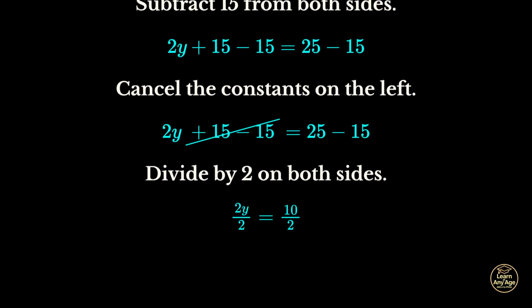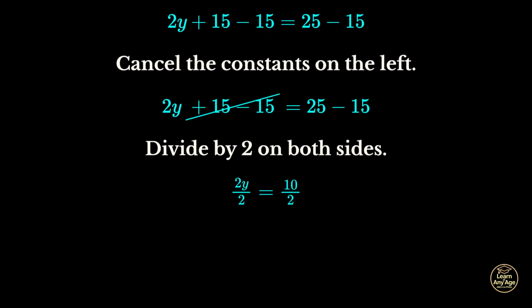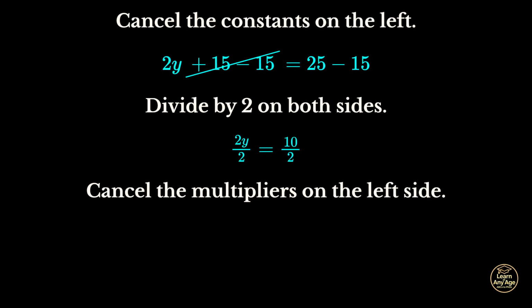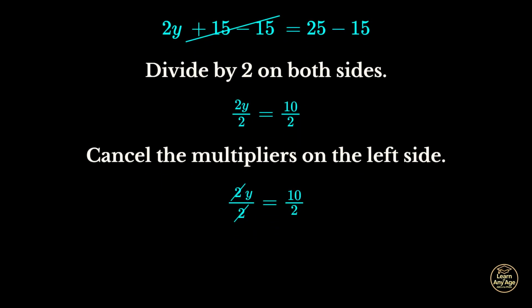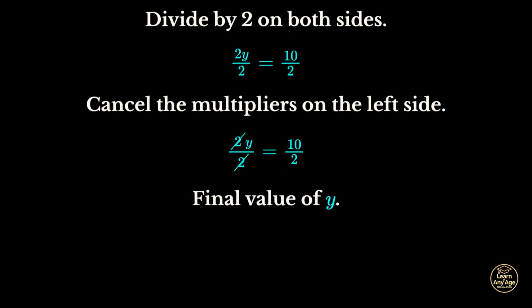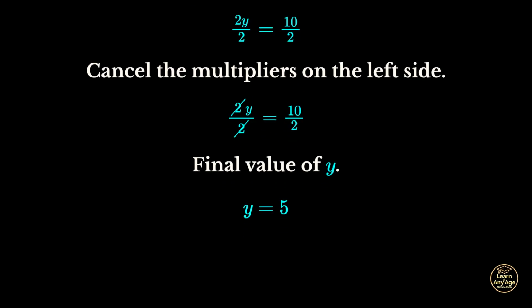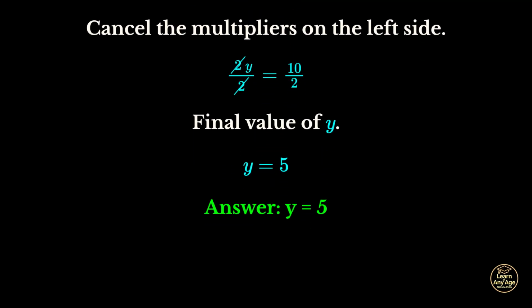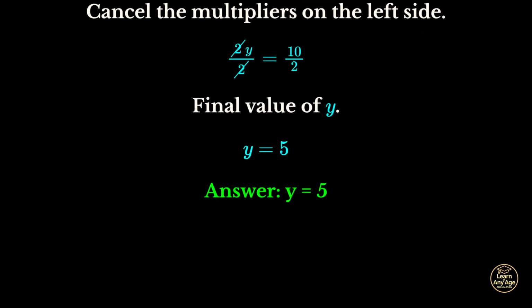Divide by 2 on both sides. 2y over 2 equals 10 over 2. Cancel the multipliers on the left side. Final value of y. Y equals 5. Answer: y equals 5.